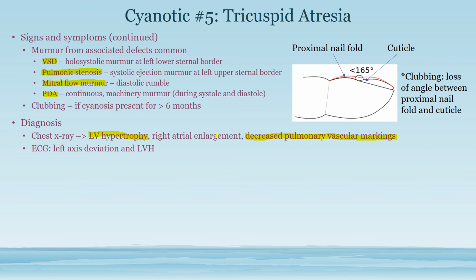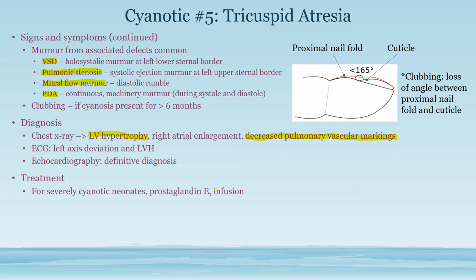And I apologize about the right atrial enlargement. The reason why it's enlarged is not because of increased pulmonary blood flow. There's actually decreased pulmonary blood flow. The reason it's enlarged is because it can't pump through the tricuspid valve, so it has to pump across the ASD into the left atrium. EKG shows left-sided problems, as we've discussed, and the definitive diagnosis is done by echocardiography.